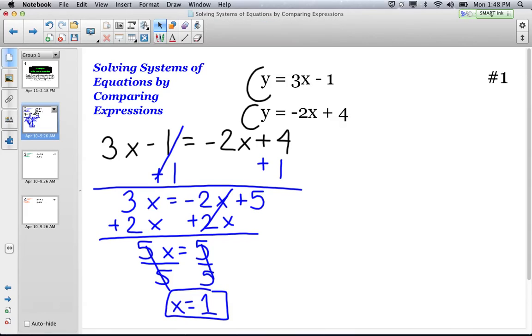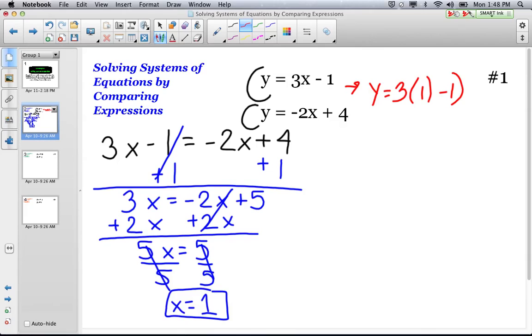Now, to see if x equals 1 satisfies both equations and makes both equations the same, we're going to go ahead and check our answers. To check our answers, we're going to plug x equals 1 into both equations, and the y's should be the same, and that will tell us that x equals 1 is the same for both equations. So let's plug it back in. We have y equals 3 times 1 minus 1. And so we have y equals 3 minus 1 and y equals 2. So for the first equation, x equals 1, y equals 2.